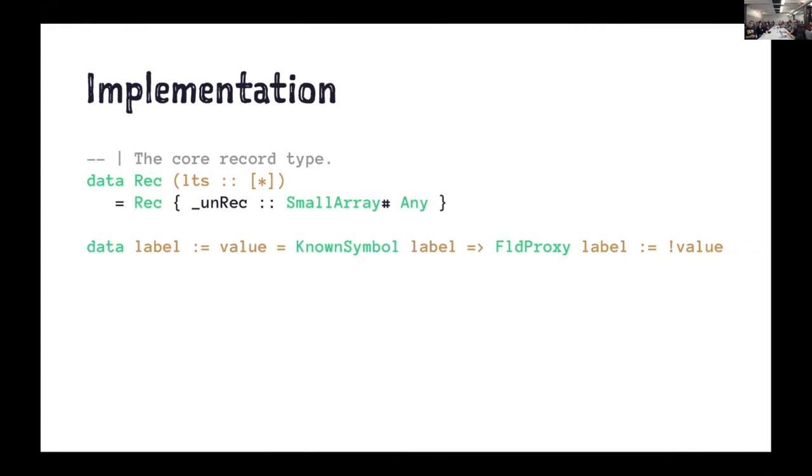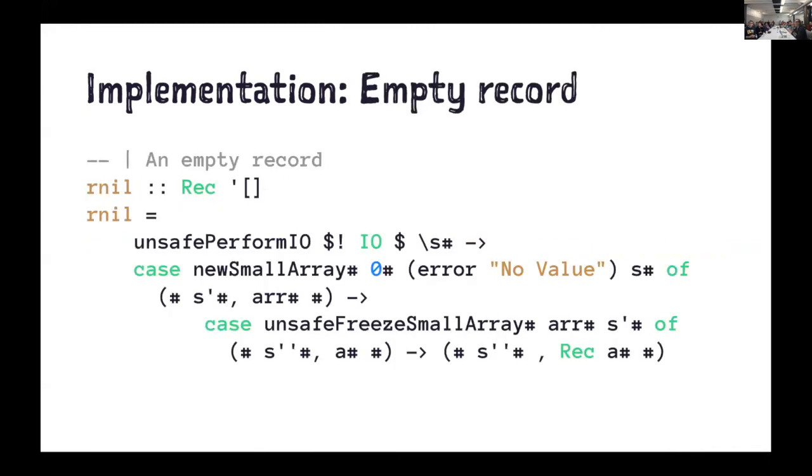Basically you have some hackery to make labels and values look nice using type operators to get this nice syntax. Cool. And so what's an empty record look like? Well, it's not pretty, I agree. But basically what you do is you allocate a new small array with no values, and then you freeze it and return it. So there's nothing really magical happening here.